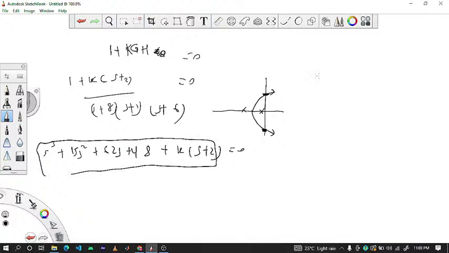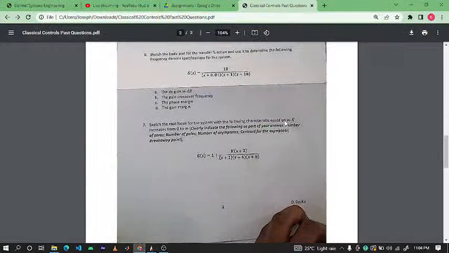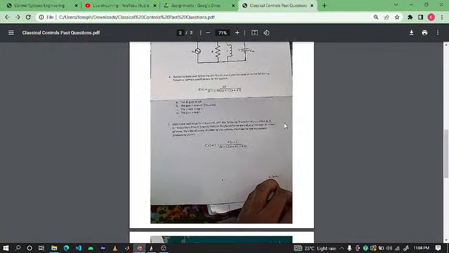Then when you get here, you use the Routh-Hurwitz that Aggrey spoke about. It's a similar concept to the example you solved, so I'll not talk about that one. That's how you solve number 7.